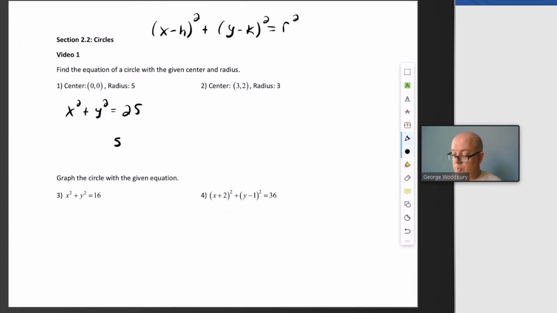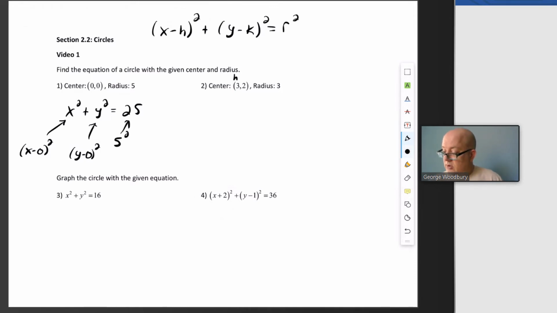And again, the 25 comes from 5 squared. x squared was originally (x minus 0) squared, and y squared was (y minus 0) squared, but subtracting 0 doesn't change anything, so we can just ignore that part. That's a special case centered at the origin. For the rest of the cases, we use the formula at the top.